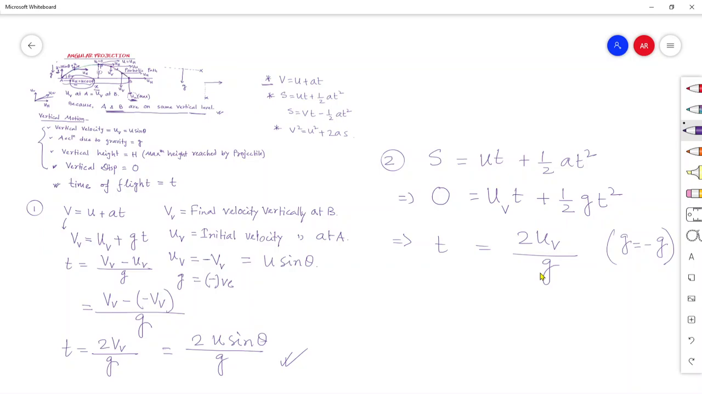A the object moves upward. Since it starts its motion in the upward direction, it is moving against gravity, so g is to be considered as negative g. And then by solving the equation, you get the T expression to be twice uv by g, which is nothing but twice u sine theta by g. So see, you get the same expression right here, what you got right there.